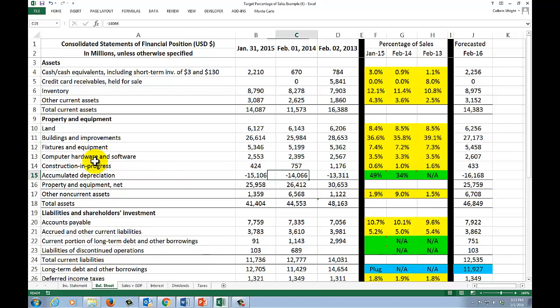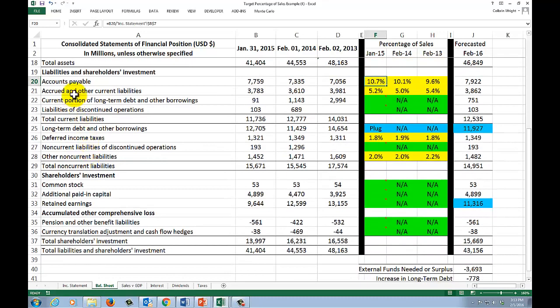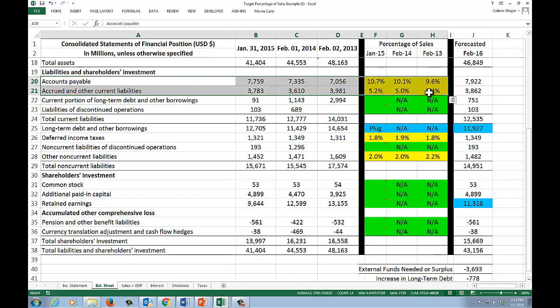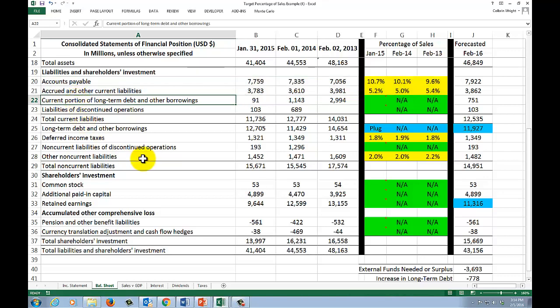Accumulated depreciation, however, I'm not going to have vary directly with sales. I'll show you how we'll attack that in a minute. Other non-current assets, I am going to assume vary proportional with sales. Okay, on the liability side, I'm going to assume that accounts payable and accrued and other current liabilities both vary with sales. The current portion of long-term debt and other borrowings, I don't believe will vary proportional with sales. We'll have to attack that with a different method.